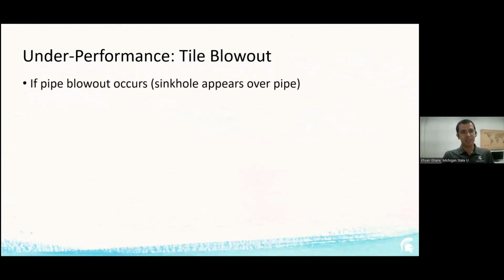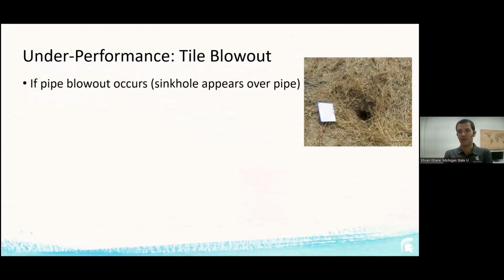This tile blowout basically means that you have a sinkhole over the pipe somewhere on the farm. And this is a photo of the one that I told you I saw myself in Michigan. You can see it's a sinkhole right above the pipe. What's important here is that you have to repair that. Just don't let it stay like this, because gradually the walls are going to cave in more and more. Soil is going to erode, and that soil is going to go out into the ditch, and we don't want that.